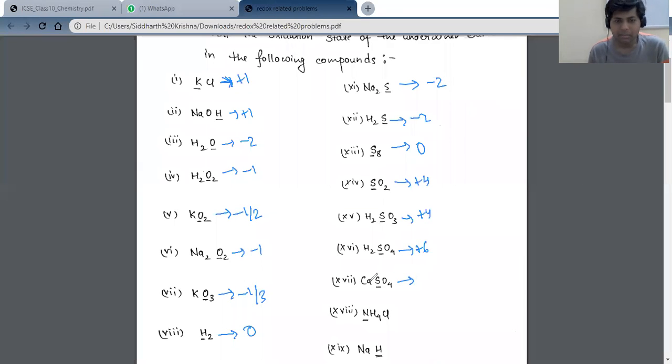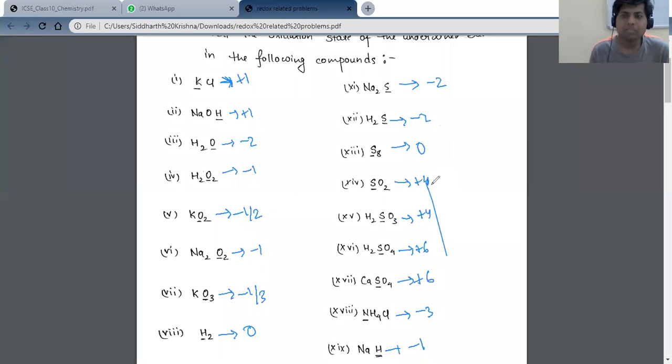We'll discuss the ninth one separately because I cannot scroll down. NH4Cl: nitrogen is -3. And what was this one? Hydrogen, it is -1. Anyone has any doubt in any of these? No, sir. Okay. So in the last one, the charge is -1.